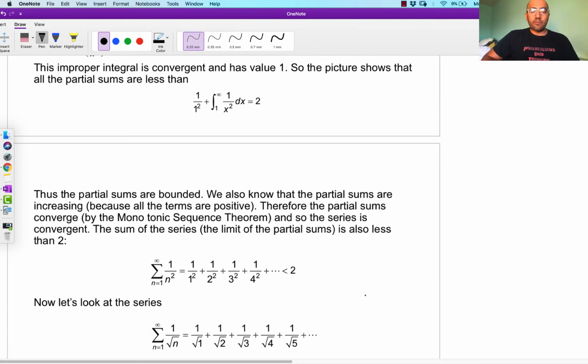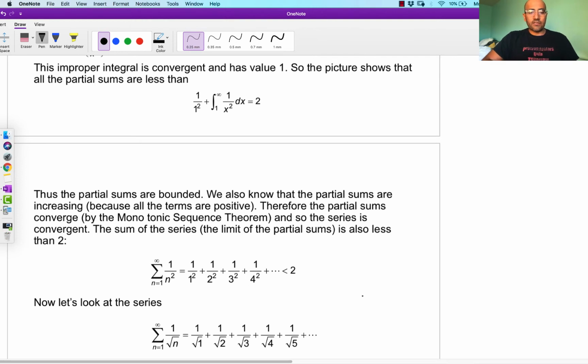Thus, the partial sums are bounded, right? Bounded above. We also know that the partial sums are increasing since we keep adding positive terms. Therefore, the partial sums are convergent, right? We know if it's bounded and it's monotone, it's increasing, a monotonic sequence, that it's going to converge. And so the series is convergent.